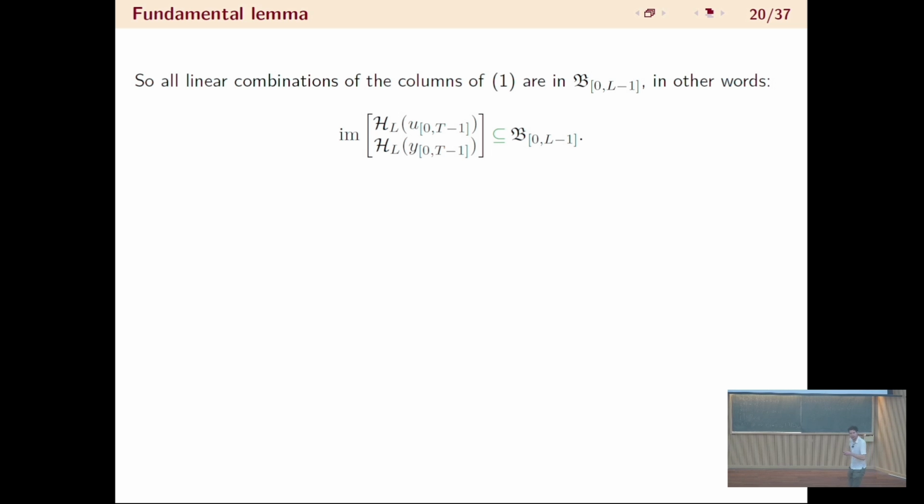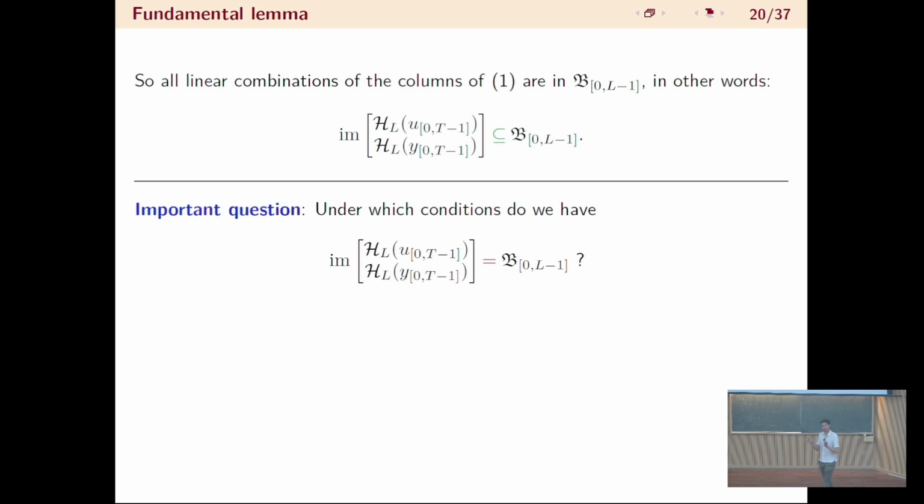And that's how we can obtain the following inclusion. So if I look at the image of this input-output Hankel matrix, in other words, the space obtained from taking an arbitrary linear combination of the columns of the input-output Hankel matrix, then this image of the Hankel matrix is always contained in the restricted behavior. That is simply a reformulation of what we did on the previous slide.